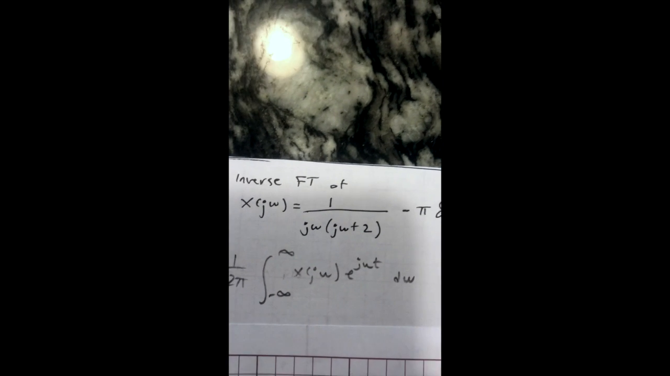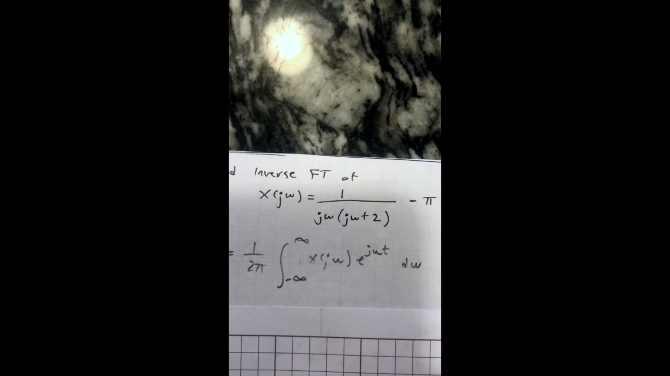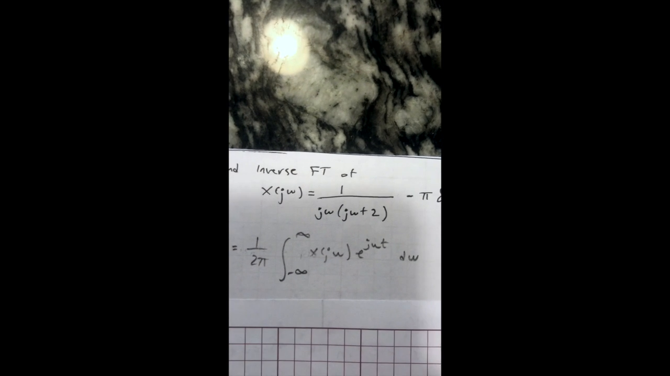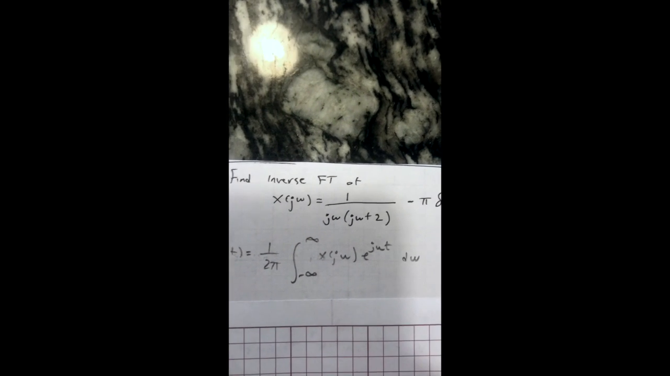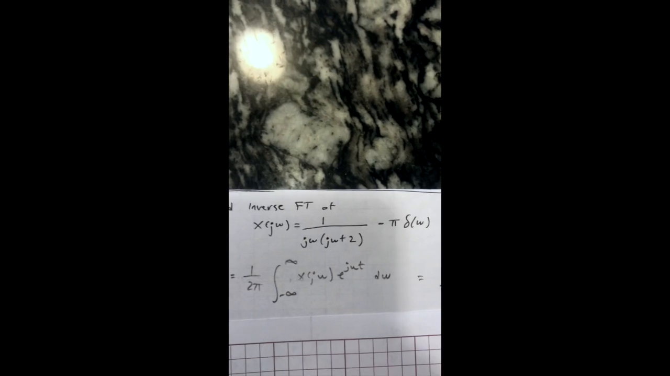So the most basic thing you can probably try to do is think through it and realize that 1 over j omega times j omega plus 2 takes the form of a partial fraction decomposition technique that we know.